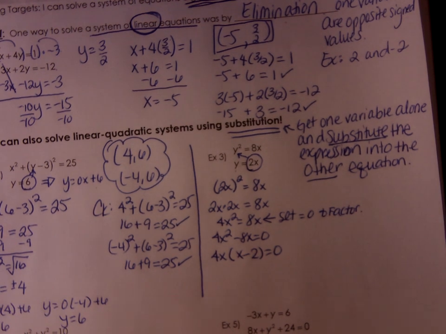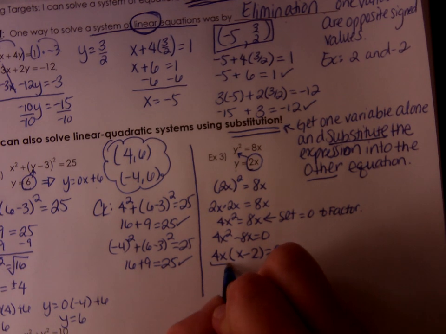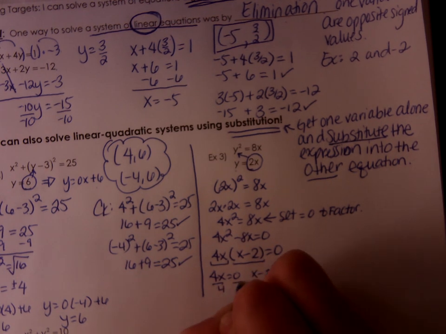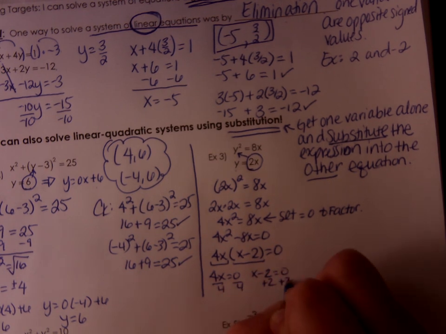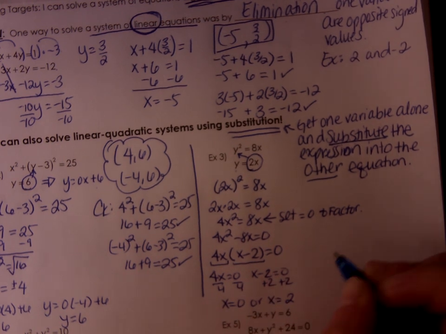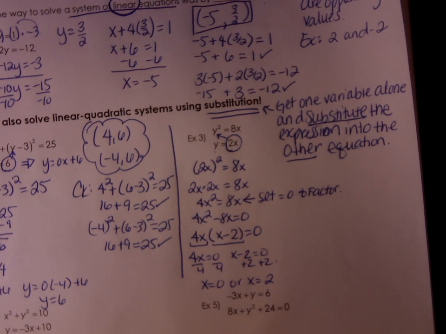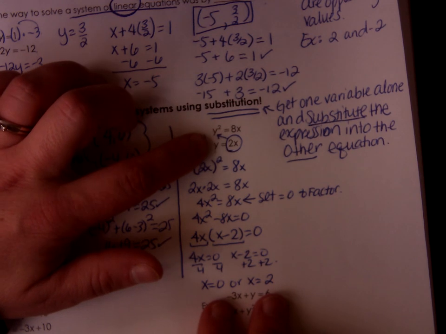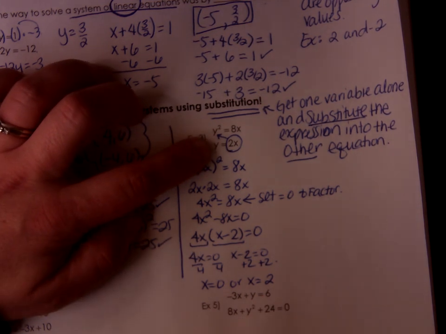Now, any part containing a variable is going to be set equal to 0. So the 4x and the x minus 2, both of those pieces will be set equal to 0. So I'm going to solve for x, and I find that x is equal to 0 or x is equal to 2. You do not need to show this work right here, but we do have two values of x. And now we're going to substitute those two values back into one of the equations, preferably the one where you're solving for y, since we know what x is.